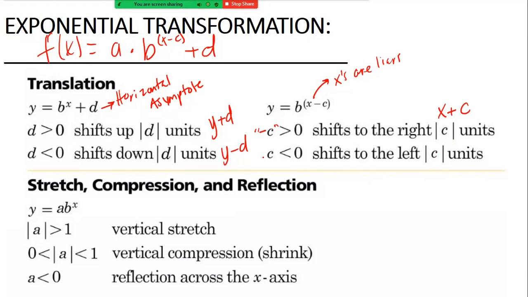When it looks like it's a positive C, it looks like a positive C, that means you're actually subtracting C, which is why it shifts to the right or it shifts to the left.